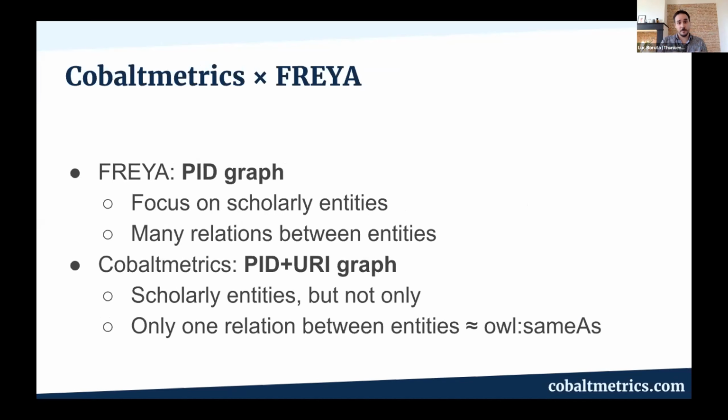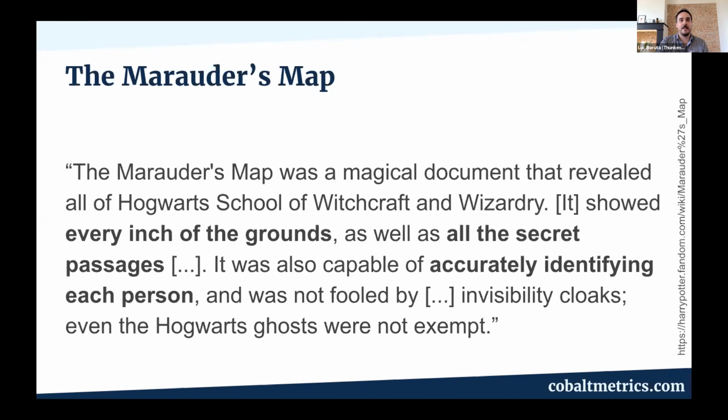In Cobaltmetrics, we have persistent identifiers and non-persistent identifiers that I usually refer to with the umbrella term of URI. So we describe scholarly entities, but not only, and there's only one relation between the entities, which is similar to same as in OWL, and that means identifies the same resource as, and I have more examples and illustrations so that you understand.